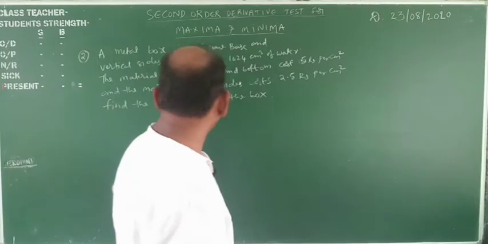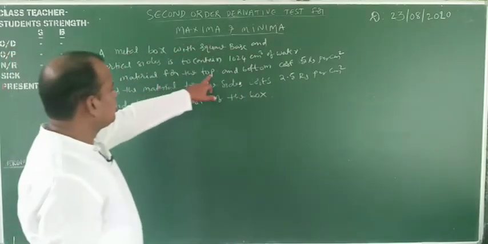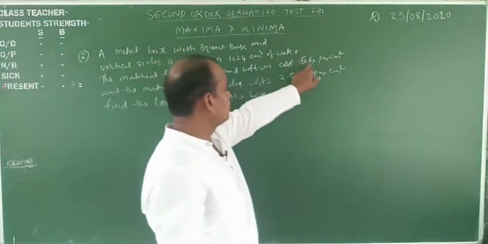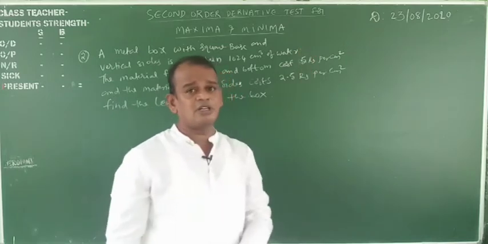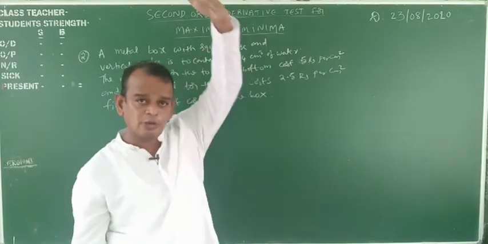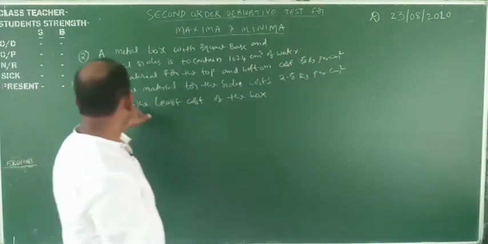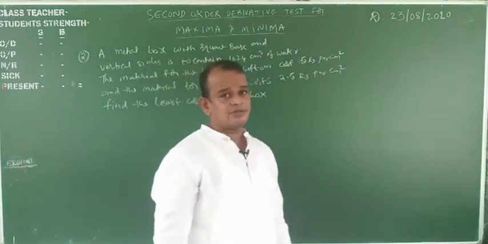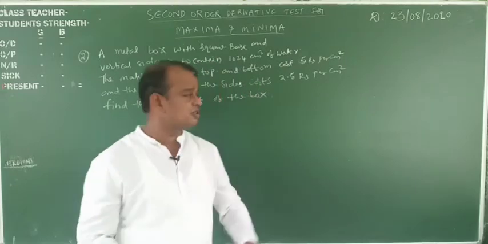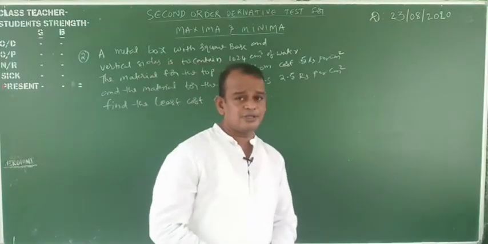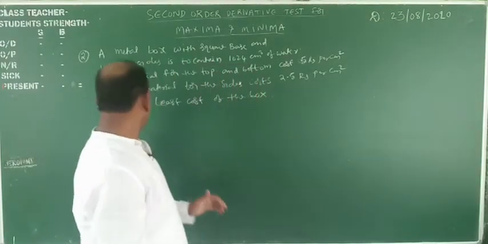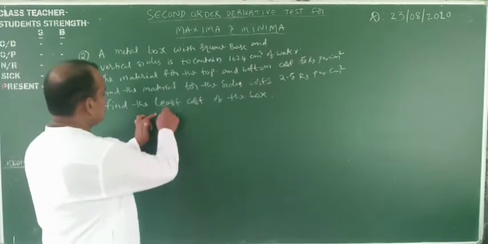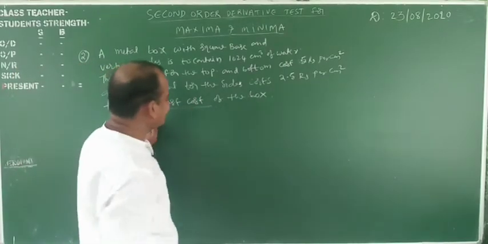Okay, my dear students. The material for the top and the bottom costs 5 rupees per centimeter square. 1 centimeter square cost is 5 rupees. Top and bottom is 2 squares. And the material for the sides costs 2.5 rupees per centimeter square. Remaining 4 sides, 1 centimeter square cost is 2.5 rupees. Now, find the least cost. Here clearly given, what is the cost? Least cost.